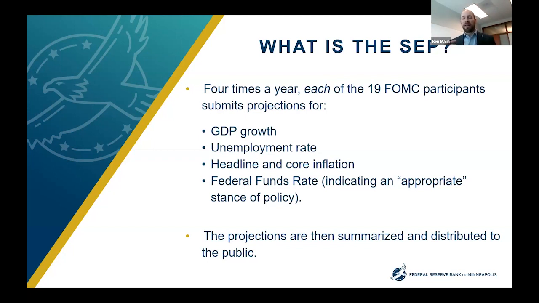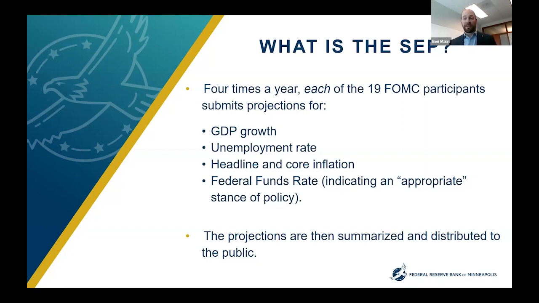And they put out these projections for these 5 variables under the assumption of their expectations for how these variables will move over time under an appropriate stance of monetary policy. So the federal funds rate is under their control. These projections, done independently by each of the FOMC participants, are then summarized and they're distributed to the public.